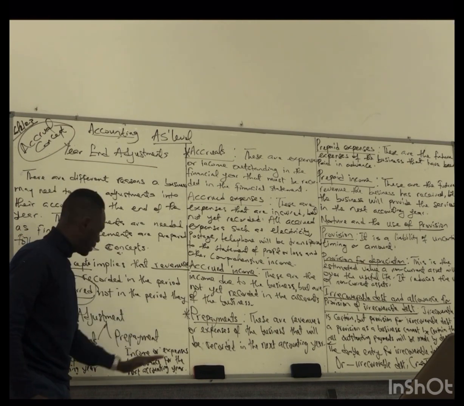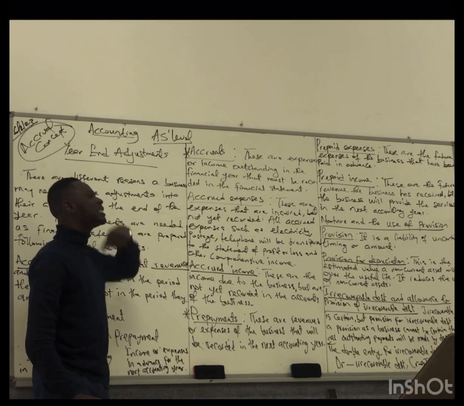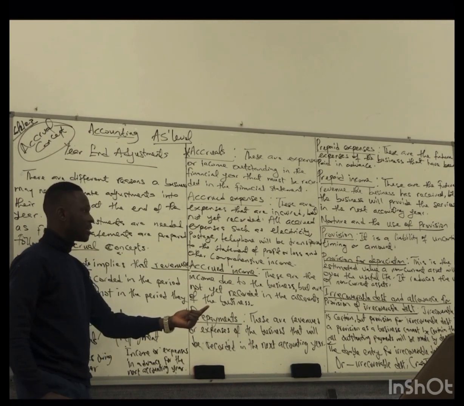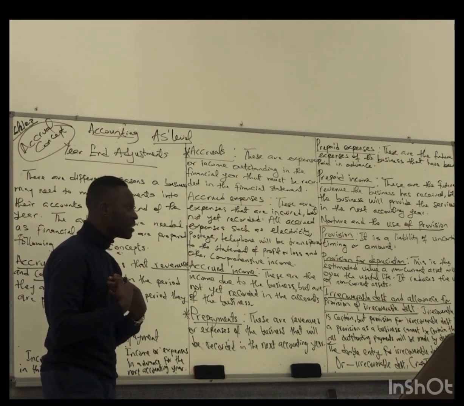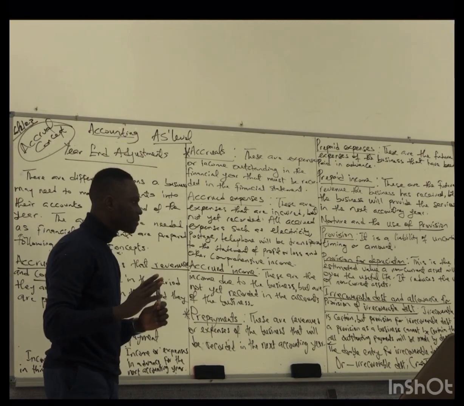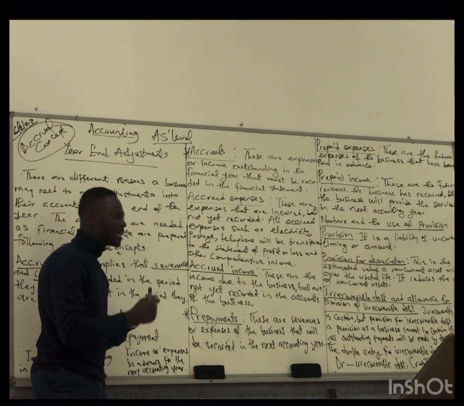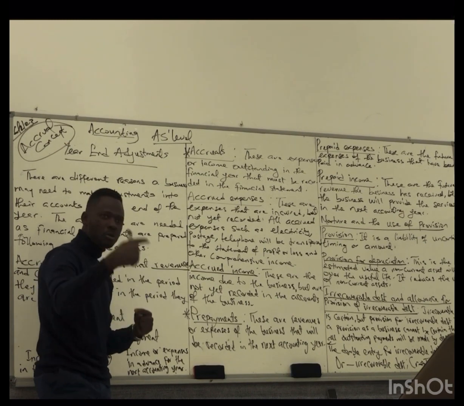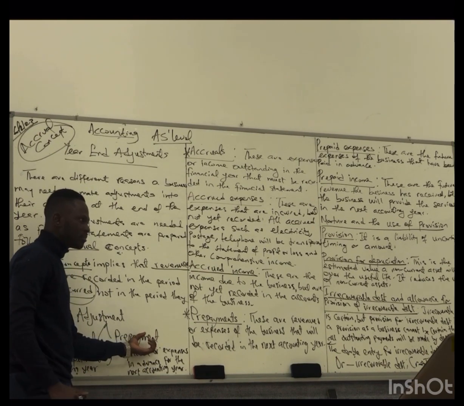Then we have prepayment. Prepayment is income and expenses in advance for the next accounting year. I have collected some money, but it's not for this year; it's for the next accounting year. I have gotten some services that I'm not going to pay for this year; I'm going to pay for them in the next accounting year. This is what we call prepayments.